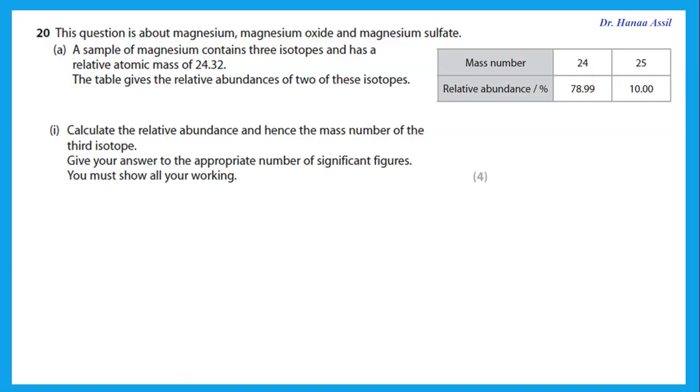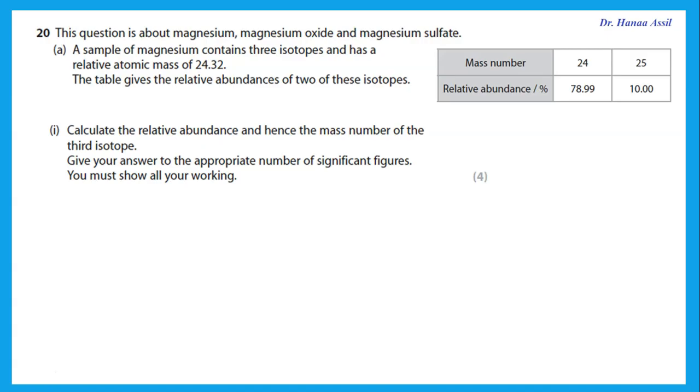This question is about magnesium, magnesium oxide, and magnesium sulfate. A sample of magnesium contains 3 isotopes, and the overall relative atomic mass is 24.32. Now we're given information about 2 of these isotopes, and we're required to calculate the relative abundance and hence the mass number of the third isotope. Now, what do we have?